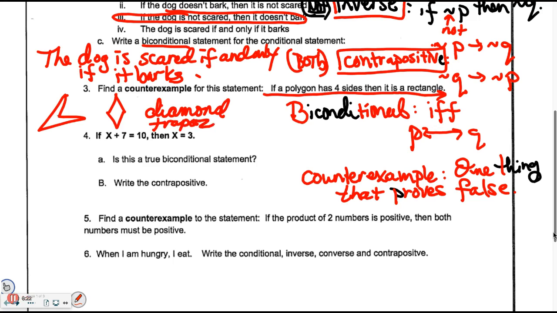There's lots of them. Trapezoids look like this. They're four sides, but they're not a rectangle. So a counterexample is one thing that proves it false. All right, so is this a true biconditional statement?